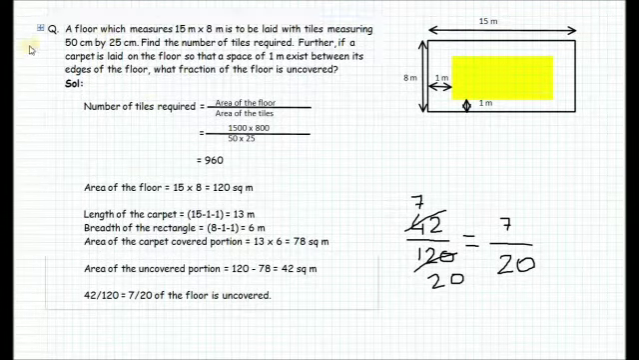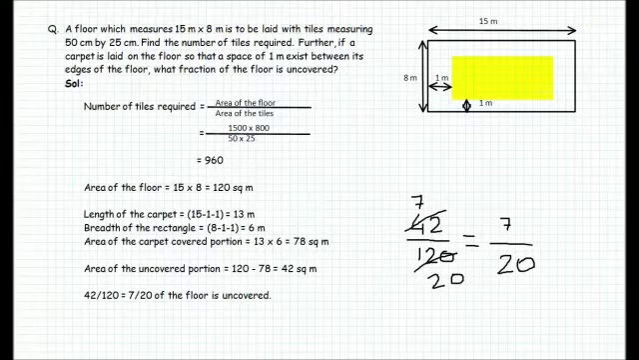Yeah, now this question: a floor which measures 15 meter and 8 meter is to be laid with tiles measuring 50 centimeter by 25 centimeter. Find the number of tiles required. Okay, so it is one question. Further, if a carpet is laid on the floor so that a space of 1 meter exists between its edges and the edges of the floor, what fraction of the floor is uncovered?